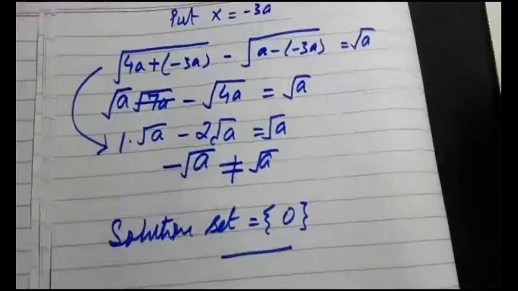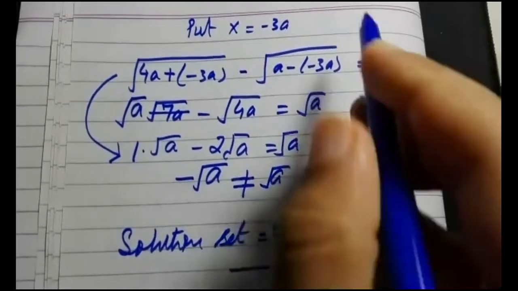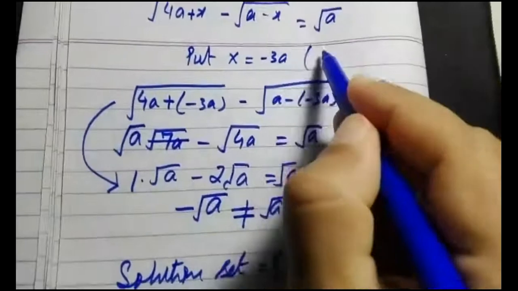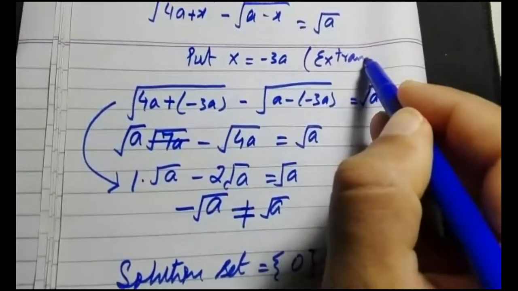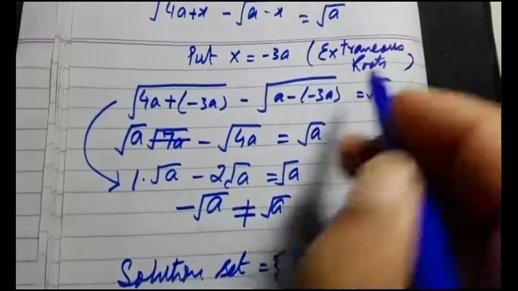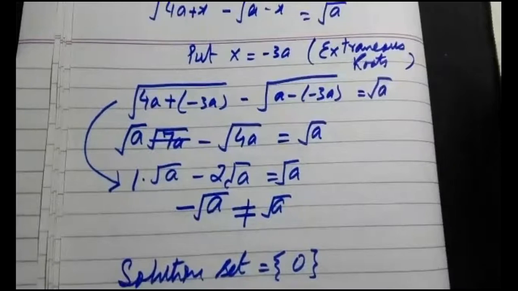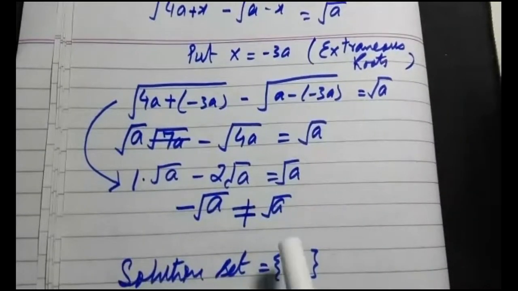Yes, anyone else? Okay, we have tested the two values, and obviously that means that this value of x is an extraneous root for this question. Extraneous roots are such roots or such values of x which do not satisfy the original equation. So because x equals to minus 3a is not satisfying the original statement, it will become an extraneous root.